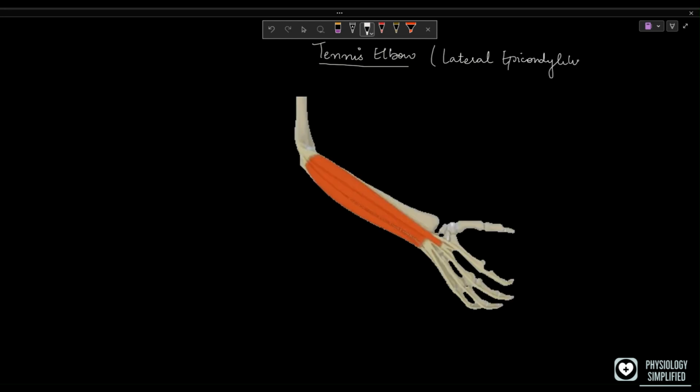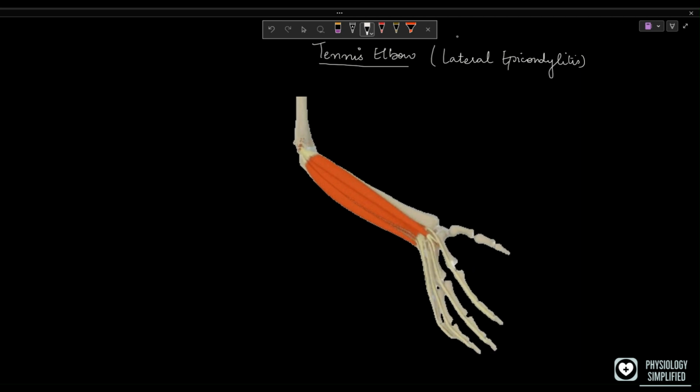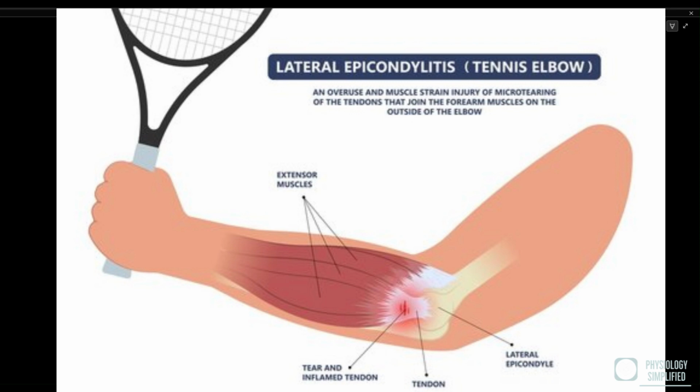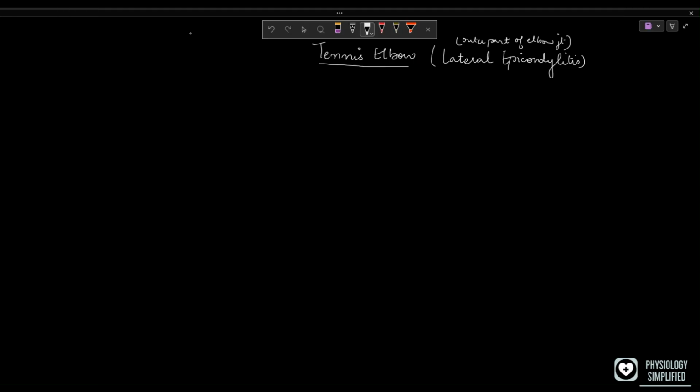Let's get started. Tennis elbow is clinically known as lateral epicondylitis because the pain occurs at the outer part of the elbow. Usually, the forearm muscles are affected in this condition. There is another condition when the pain or tenderness occurs at the medial epicondyle, which is known as medial epicondylitis, commonly known as golfer's elbow, also seen in baseball players.